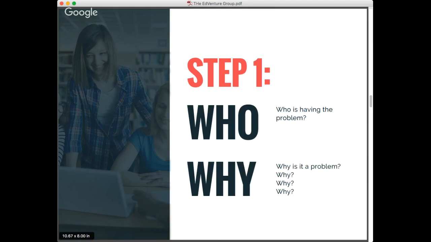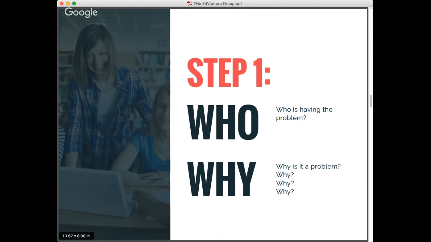So step 1 of design thinking is knowing your target audience. Who are you trying to target? Who is having the problem? And why? Why is it a problem? And this is so important because it really allows you to put human experiences first and establish empathy with the person that you're trying to sell a product or a service for.